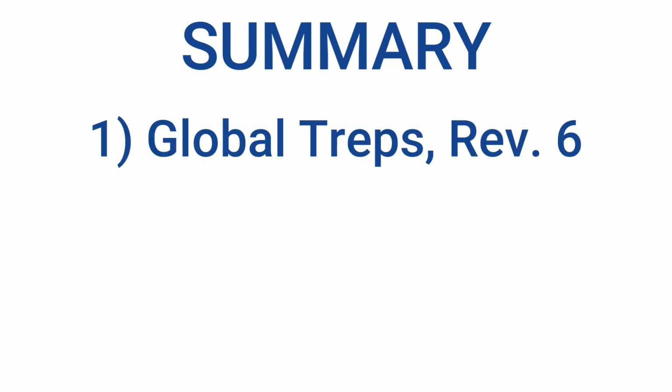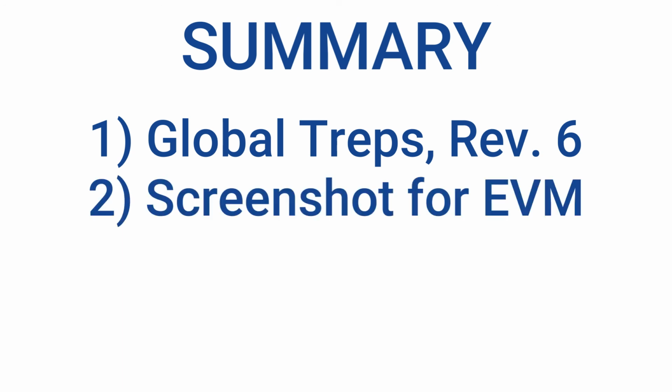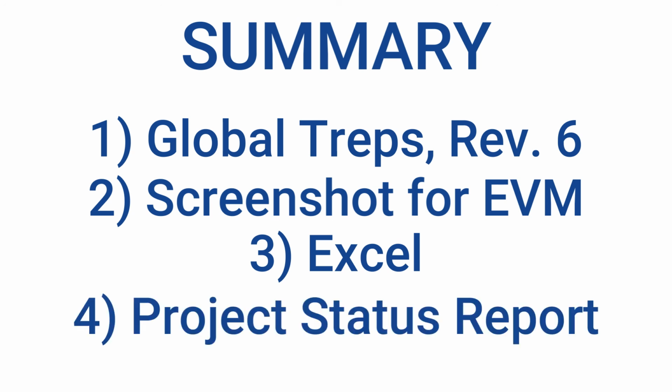Number 1, the global TREPS project file, which is now in revision number 6. That project file should show the updated completion percentages for the tasks and the actual finish date for task number 6, the one that we added 10 days for. Then please include a screenshot of the earned value table and a screenshot of the earned value report. Then also include an Excel file that shows the calculation of the earned value, along with answering a few questions found in the assignment instructions. And last but not least, please submit the project status report, again answering some questions found in the assignment instructions. This needs to be in a Word document.